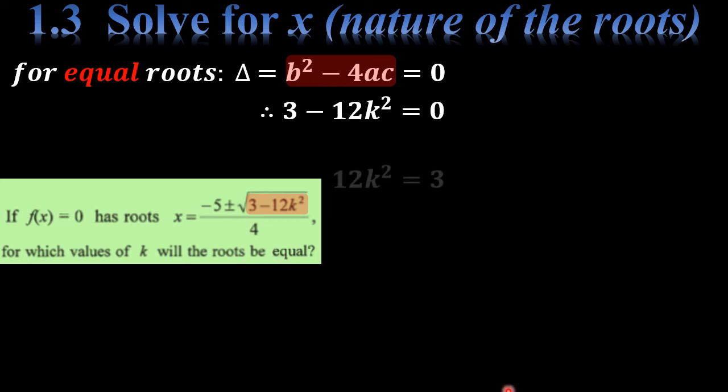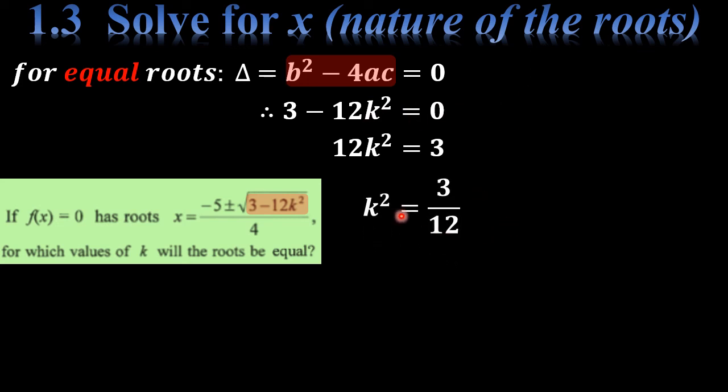Okay, then from there you can take 12k squared to the other side. Then you remain with 12k squared is equal to 3. Or if you don't want to take 12k squared to the other side, you can take 3 to the other side. Then you have minus 12k squared is equal to minus 3. Then you divide by -3 throughout. Okay, then k squared will be equal to 3 divided by 12.